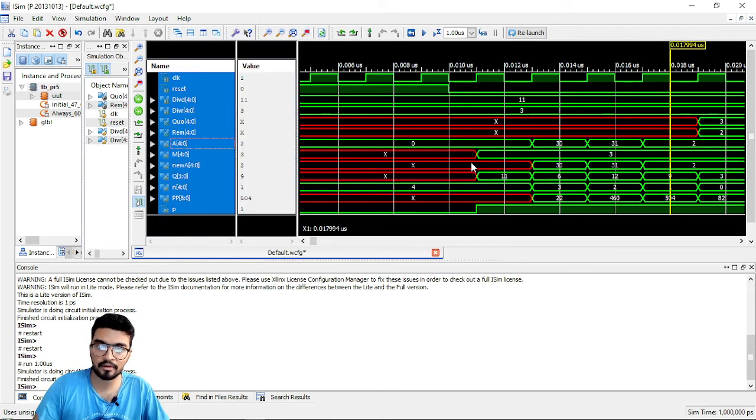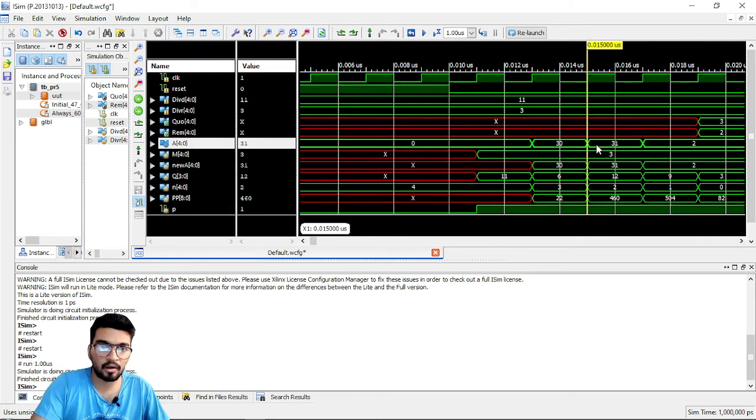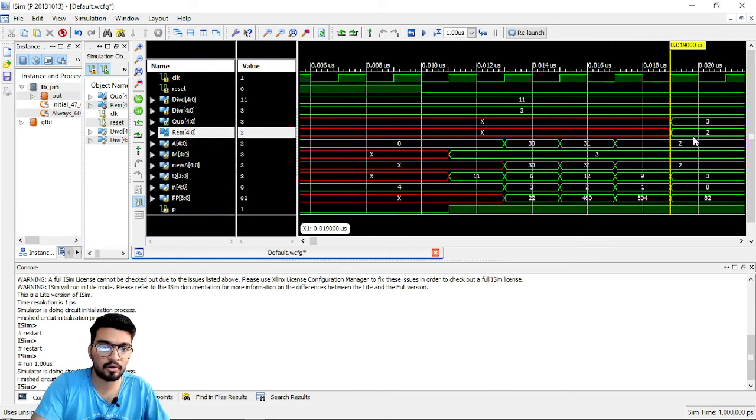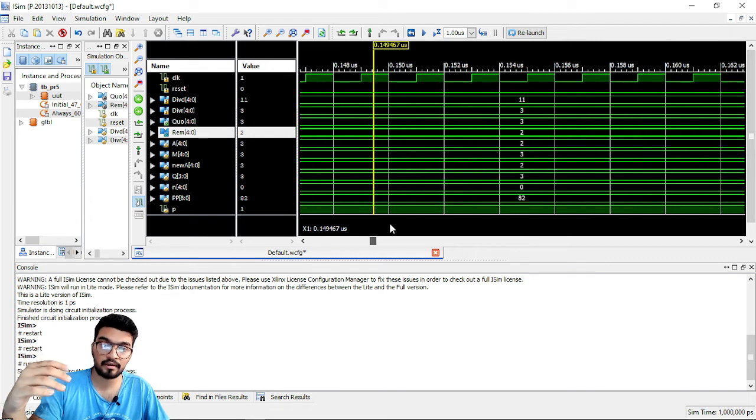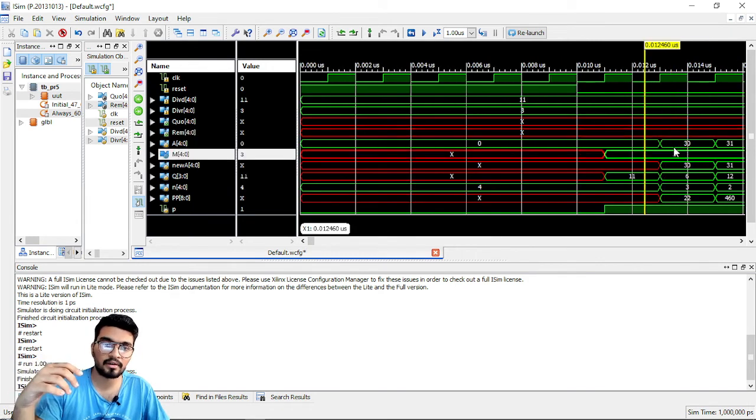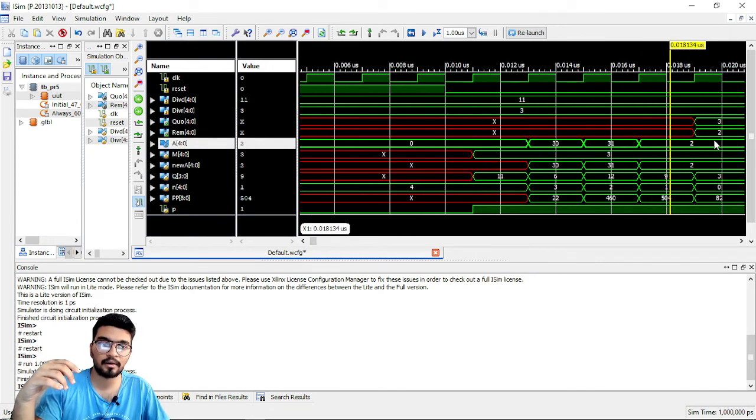I will explain this. After how many cycles does it generate output? The first 5 clock cycles it will not generate any output because of the reset signal, and then it will take 4 more cycles. Because this is a pipeline implementation, it will take 4 more cycles. You can verify this output from here: 1, 2, 3 and 4. After 4 clock cycles it will generate the output. So that was the implementation and the verification of the output.